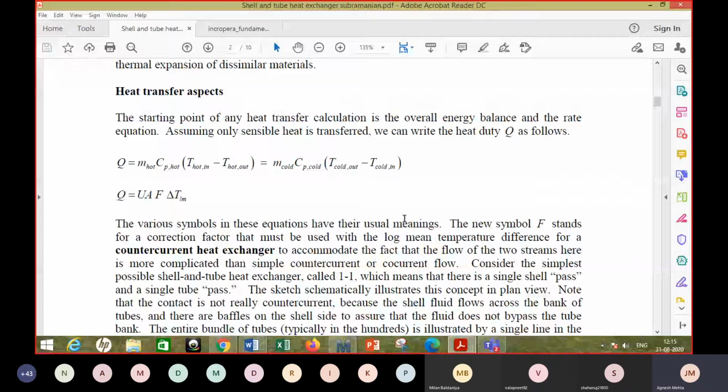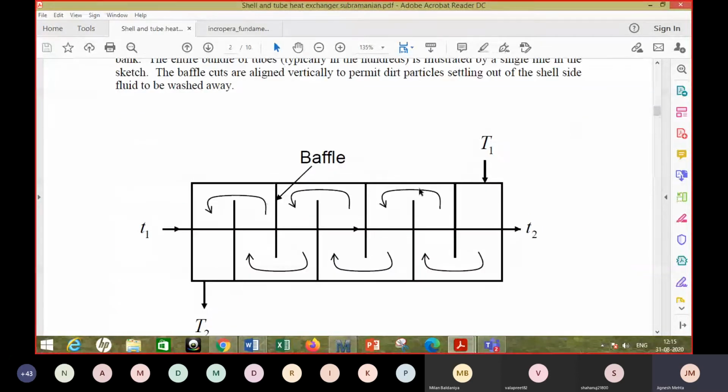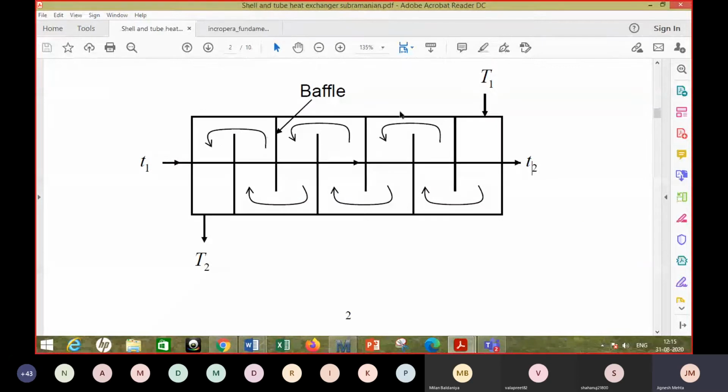Now, what are the factors on which this correction factor depends, or how can you find this correction factor in a given configuration of shell and tube type of heat exchanger? So for a shell and tube type of heat exchanger, there is actually only one configuration shown. There can be multiple passes on the tube side.